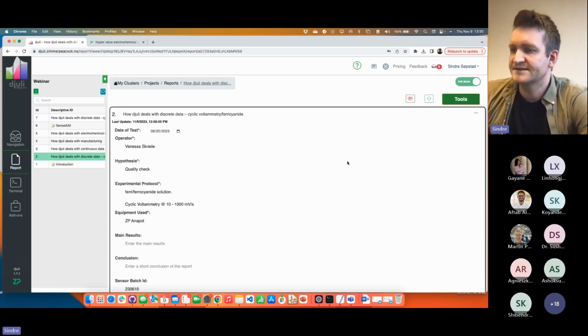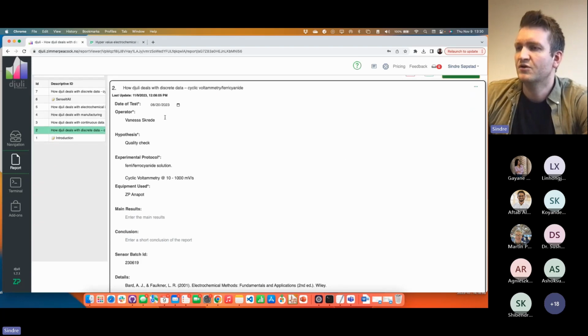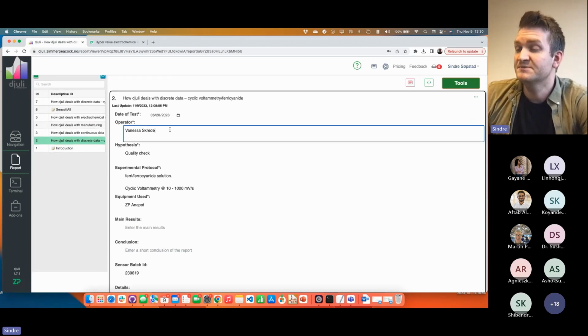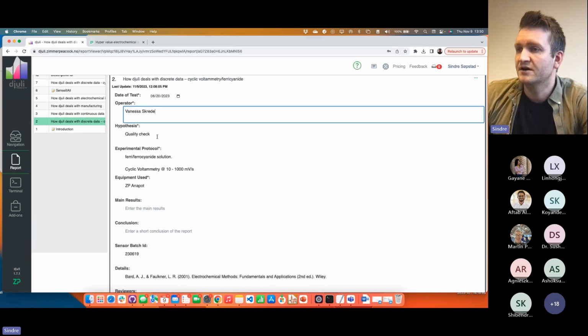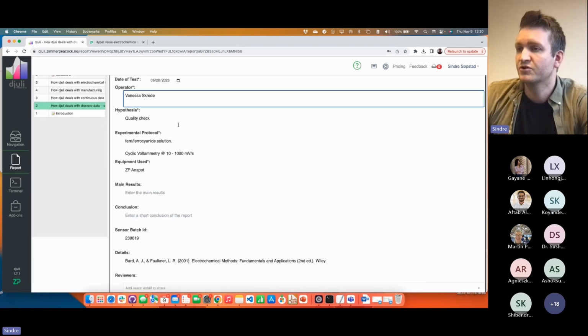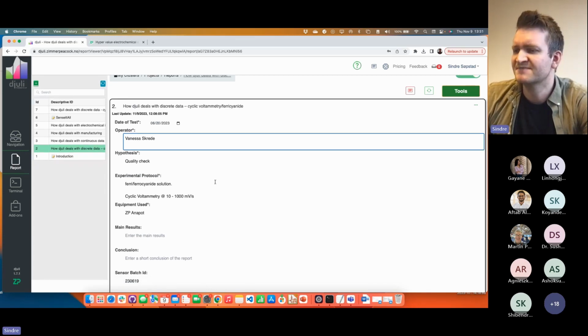So this is built up like a standard lab report with the operator who conducted the experiments, the date, some obligatory fields such as a hypothesis, experimental protocol, that sort of thing, just to encourage people to put as much detail as we can, because as academics, we know that we need a lot of detail in order to reproduce, and also our memory as humans isn't that great.